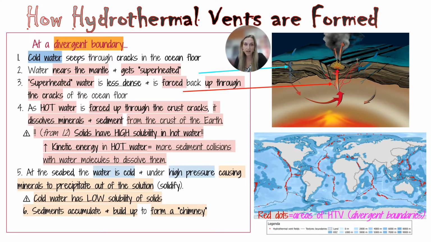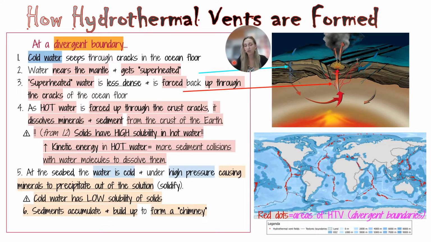Okay, there's a big area in how hydrothermal vents are formed. So we're always going to start with the boundary if it's not already given to you. At the divergent boundary, cold water seeps through cracks in the ocean floor. And how do I know to start with cold water? Well, think about what you're forming.